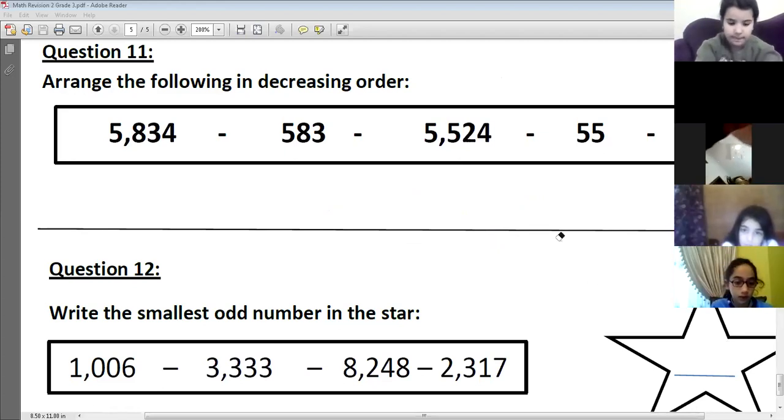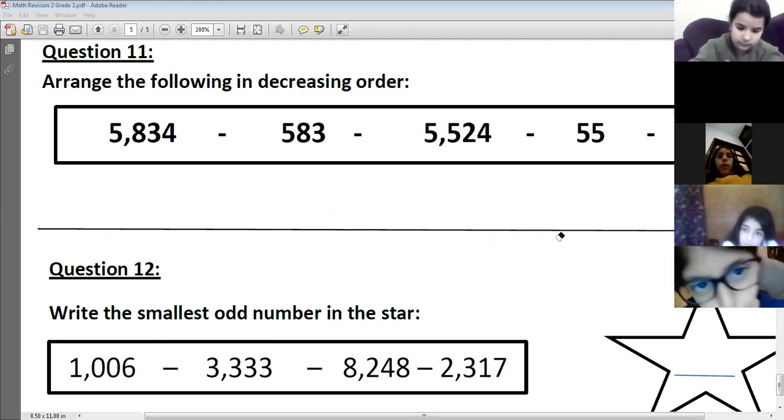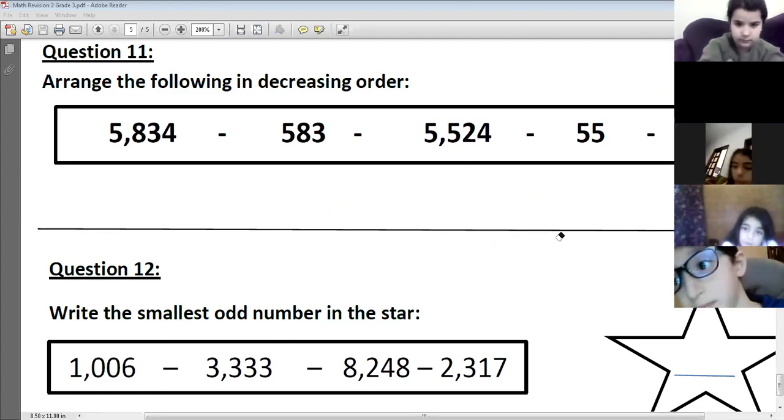So decreasing order is from the largest to the smallest. Excellent, Aya. That's your answer.